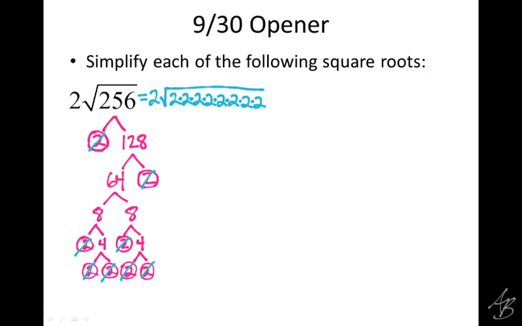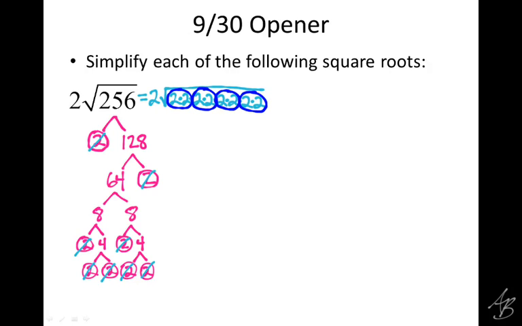We're going to circle pairs. So we're looking for 2 of the same number. So we've got a pair of 2's here. We've got a pair of 2's here. Got a pair of 2's here and a pair of 2's here. All right, everything's circled, so what does that mean?